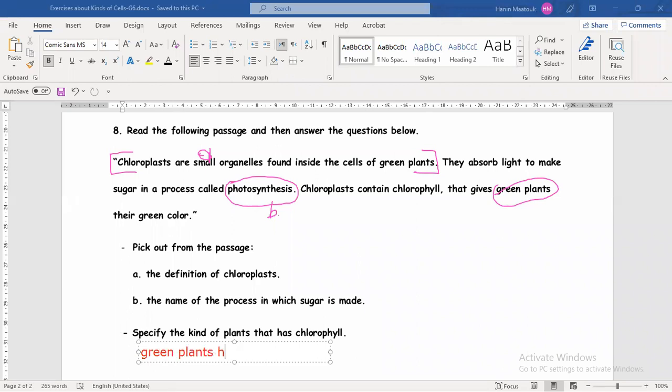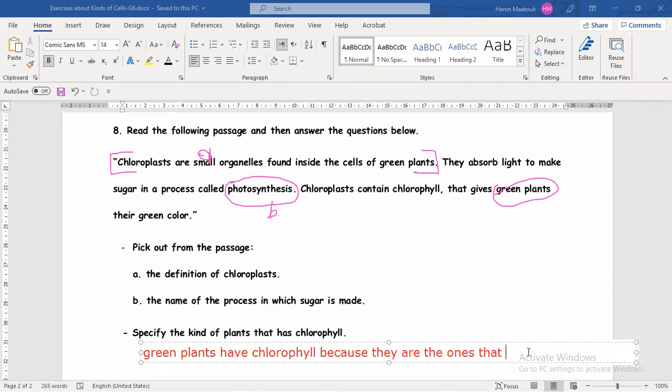Green plants have chlorophyll because they are the ones that contain chloroplast. In addition, chlorophyll gives the green plants their green color. So that's why it's found in the green plants, so that they are green.